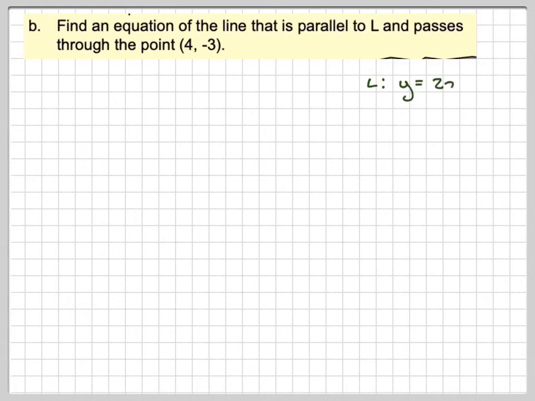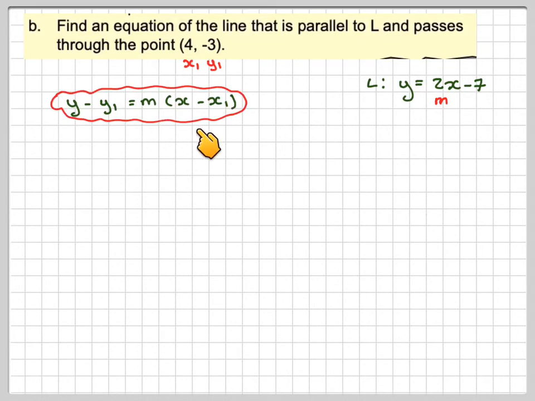Right, for part B, find the equation of the line that's parallel to L and passes through the point (4, 3). Well, we already know the gradient using y equals mx plus c, so the gradient must be 2 because it has to be parallel to this line. And then we've got an x1, y1.